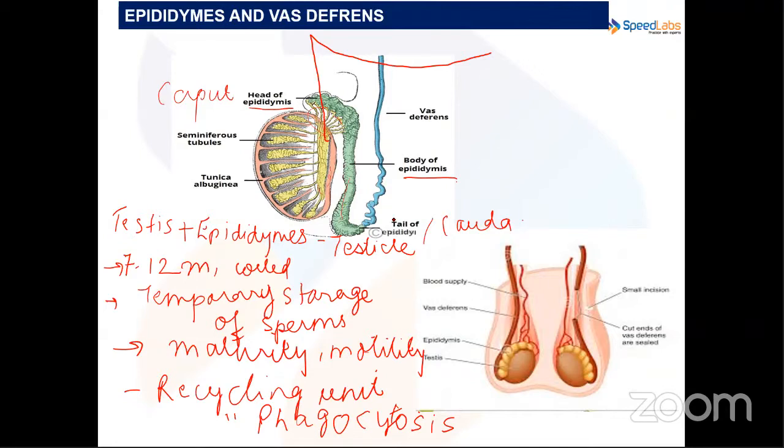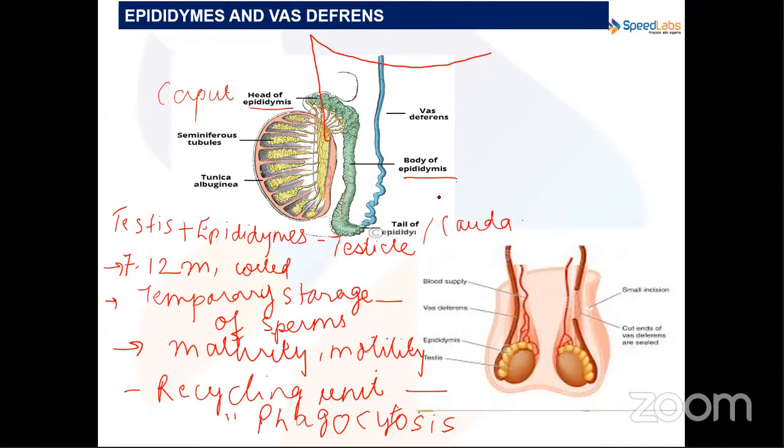If they ask you a question, which is the temporary storage, the recycling unit for sperms, your answer will be epididymis. Now the second accessory structure or duct is your vas deferens.